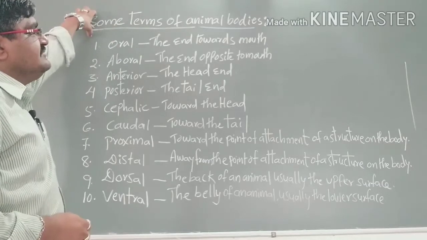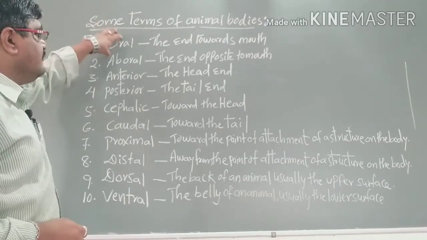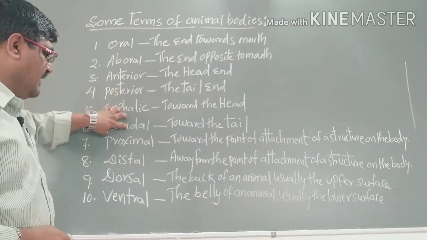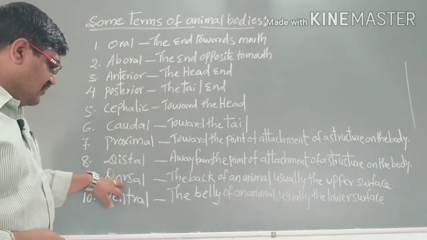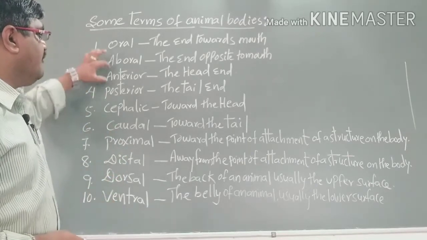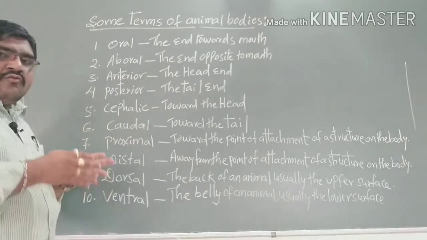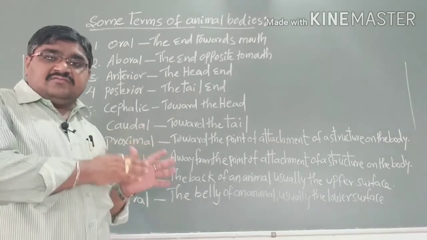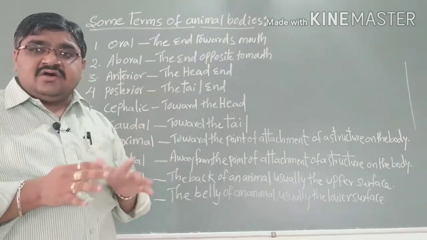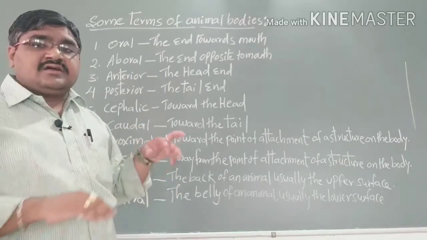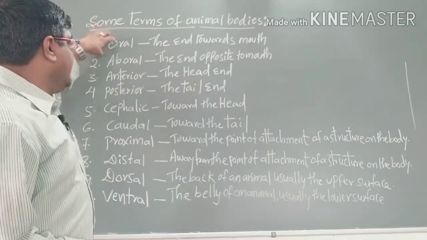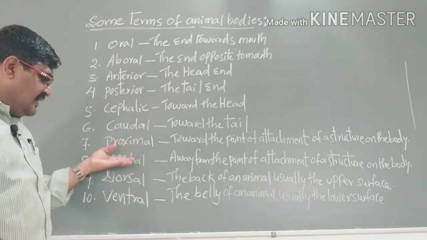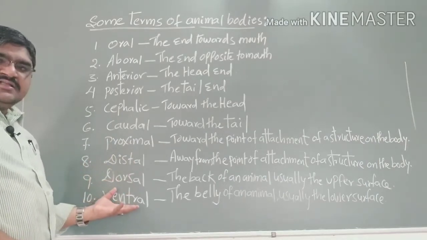These are some technical terms which are present in an animal: oral, aboral, anterior, posterior, cephalic and caudal, proximal, distal, dorsal and ventral. These are pairs of words where one is showing the anterior part, the head region, or the front part, and the other shows the back part, opposite to the first. These are the words we will use: oral, aboral, anterior, posterior, cephalic, caudal, proximal, distal, dorsal and ventral.